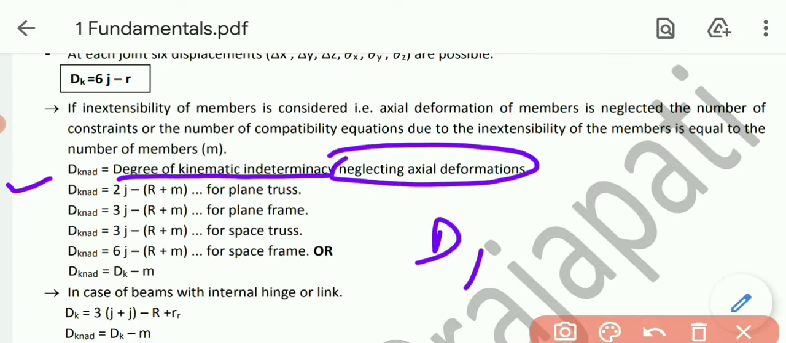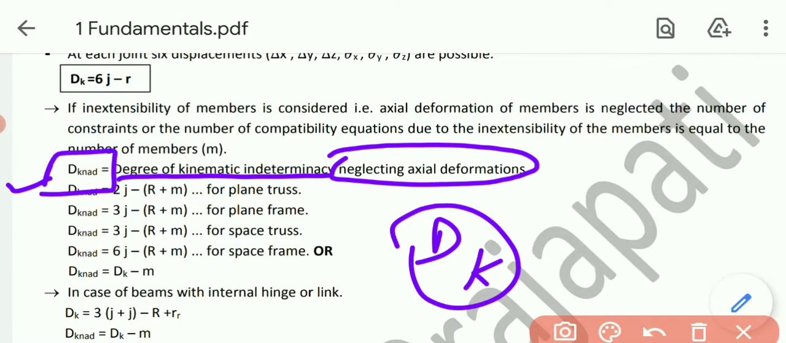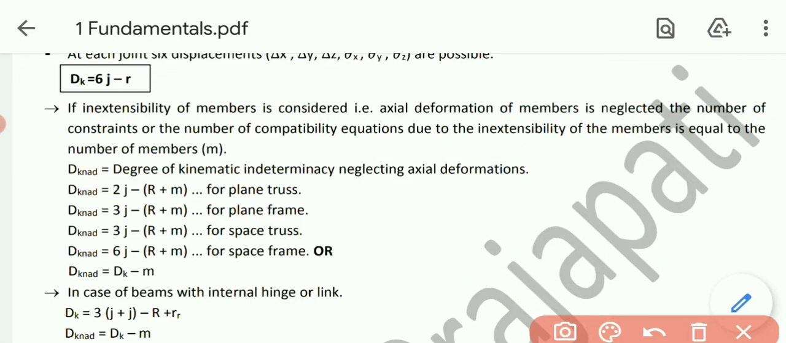See, dk includes all the displacements: vertical, horizontal, rotation, etcetera. While dk naught neglects the axial deformation, so it is the remaining one. So we need to do dk minus m, so ultimately we will get dk minus dk naught. So dk naught equals twice j minus r plus m for the plane truss.